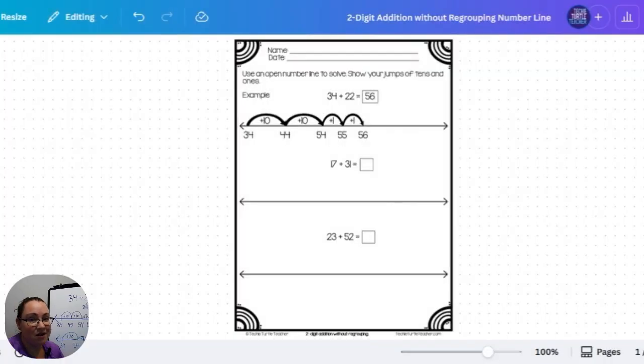Now that you have modeled how to use this strategy and your students have had time practicing with you, do you want to give them some independent work? I have this worksheet that I've made that reminds the students of the strategy right here, the same example I showed you, so they can always refer back to it. And then it gives them their own practice problem.